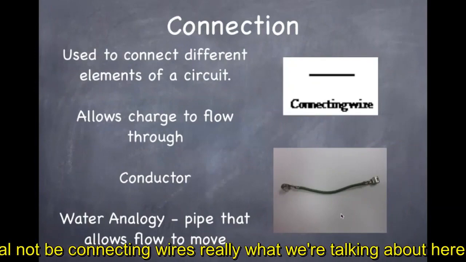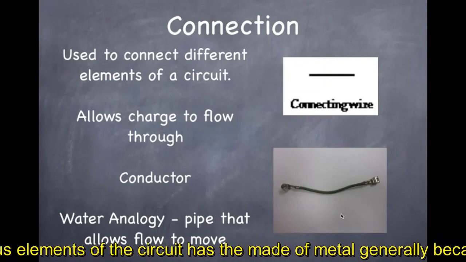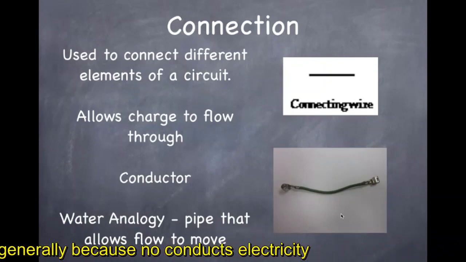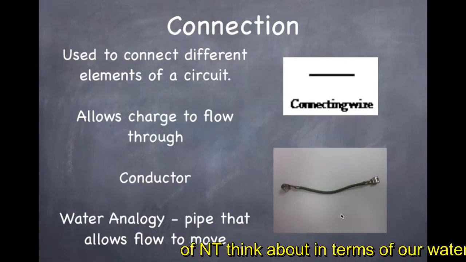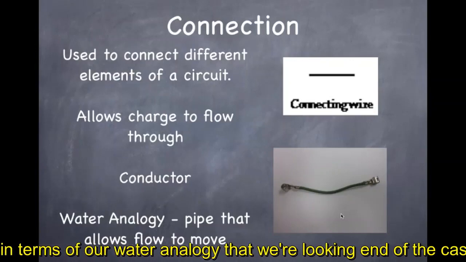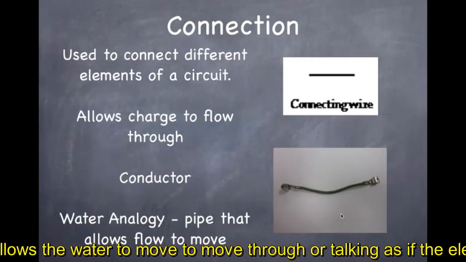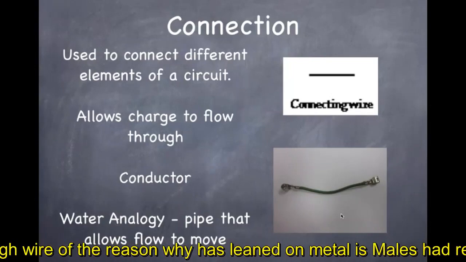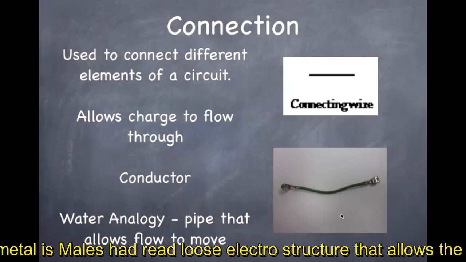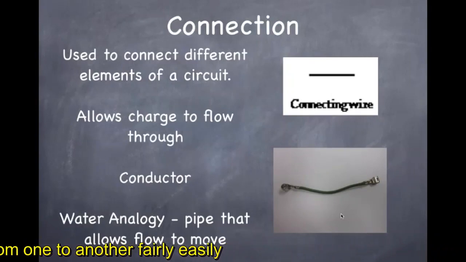Two, we have a connection. The connecting wire is really what we're talking about here. It's used to connect the various elements of a circuit. It has to be made out of metal, generally, because metal conducts electricity. If you think about it in terms of our water analogy, the connection is like the pipe that allows the water to move through. Same thing with electrons moving through a wire. The reason why it has to be a metal is that metals have a loose electron structure that allows the electrons to move from one to another fairly easily.